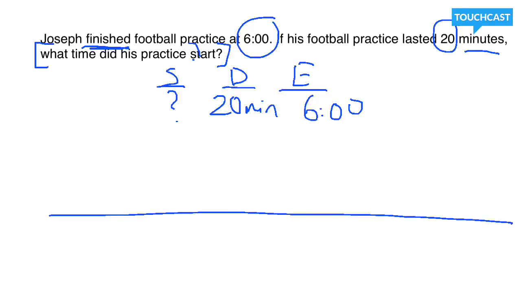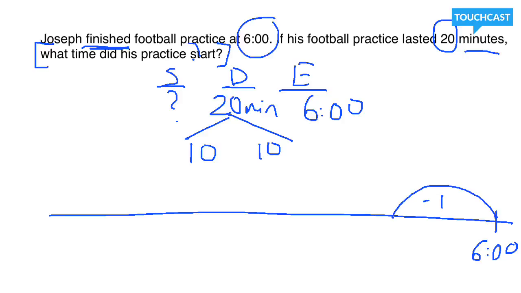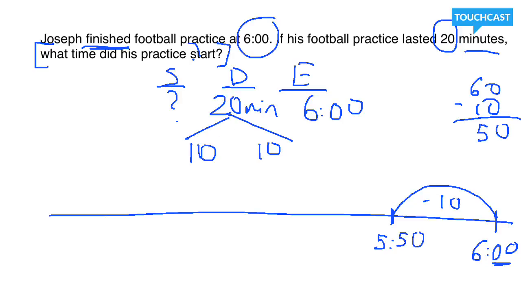So let's set up our timeline. Once again, make sure you have 6 o'clock all the way on the far right side. This time, I'm going to split up 20 minutes into 10 and 10. You could do 5, 5, 5, 5, but for me, 10 and 10 is easy. So let's go backwards. Minus 10 minutes from 6 o'clock. Because 6 o'clock ends in two zeros, I know I have to go to the previous hour. What's the hour before 6? It's 5 o'clock. And if there's 60 minutes in an hour, minus 10, the minutes are 50. 5:50. Easy as that.